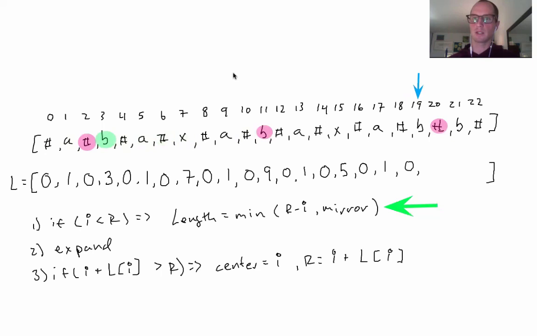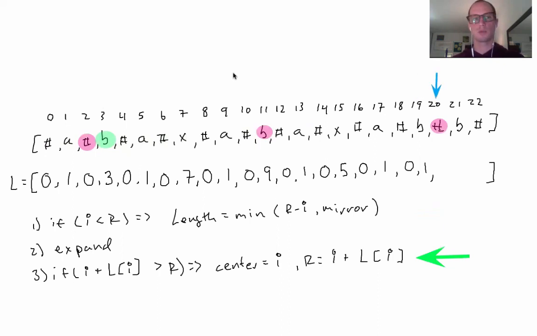So now at index 19, its mirror has a palindrome of size 3. It expands beyond the left barrier. So we take the minimum of the distance between itself and the right boundary and its mirror, which is 1. We'll try to expand beyond 1, and we'll see that we cannot expand any farther. And it also does not expand beyond the right boundary, so we will not update it. We will not update the center.